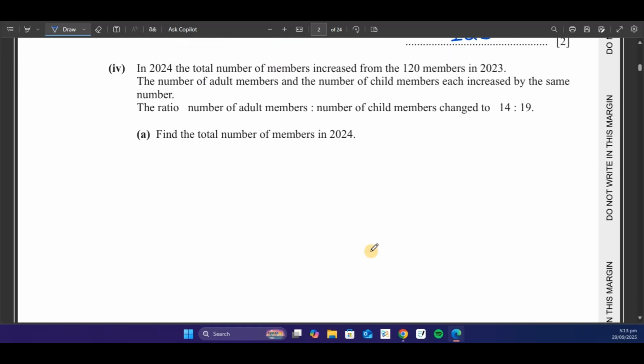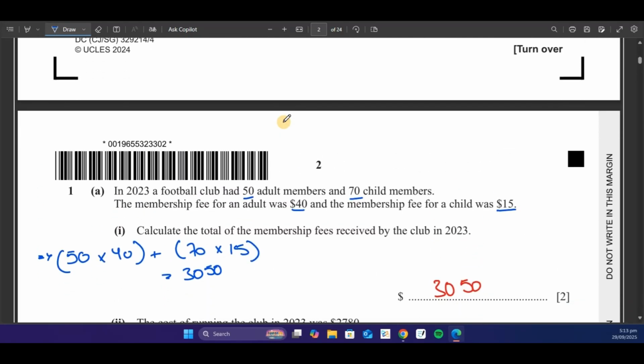Part number 4. In 2024, the total number of members increased from 120 in 2023. The number of adult members and the number of child members each increased by the same number. The ratio number of adults to number of children changed to 14 is to 19. So the number of adult members would be 50 plus x, and the number of child members would be 70 plus x. Makes sense because originally there were 50 and 70.